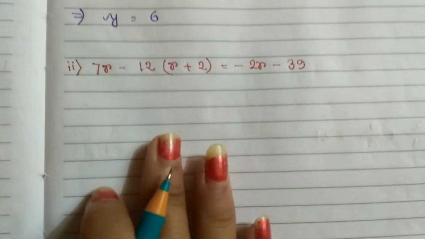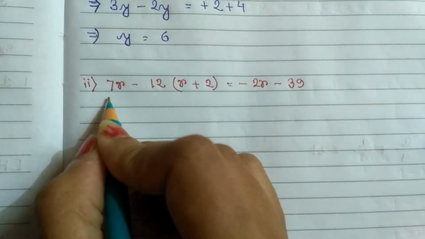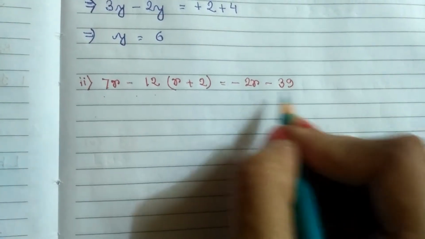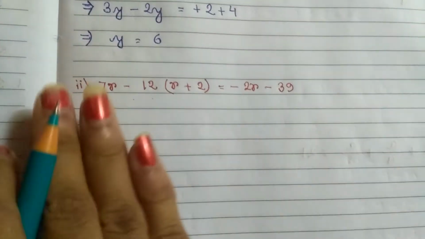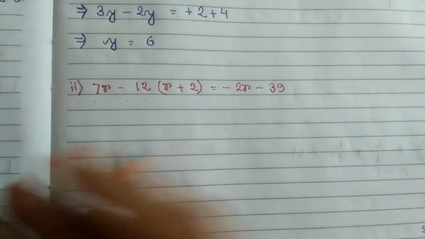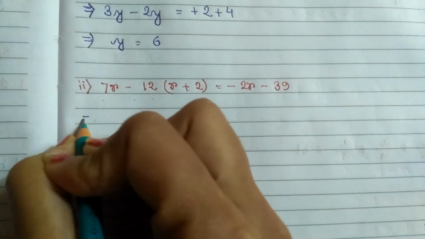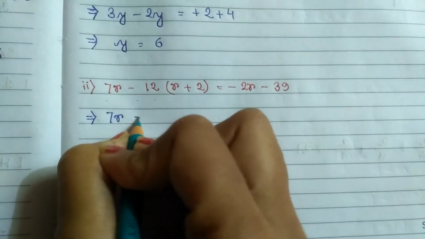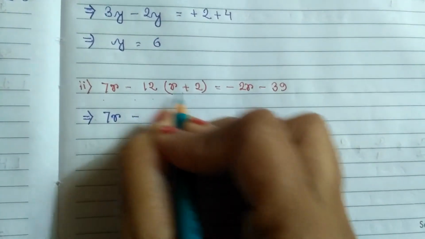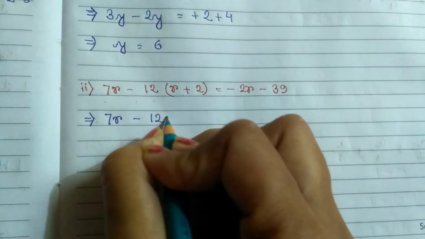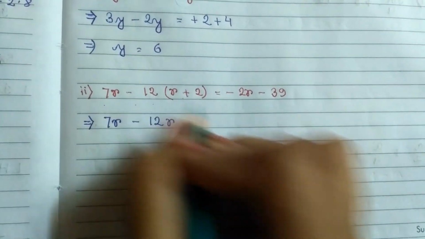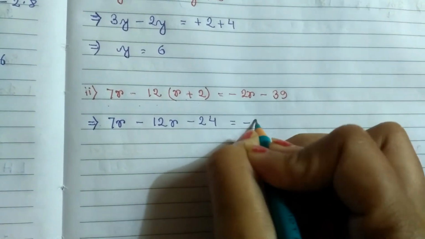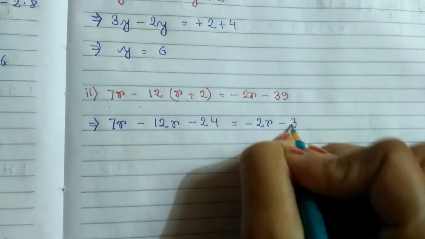Now we will go for another one. See, 7r minus 12 in brackets r plus 2, minus 2r minus 39. Here also we have some r on the left side and some r on the right side. So first we will give the sign implies that. Then 7r minus, this 12 will multiply with r. 12 into r is 12r. And minus 12 into 2 became minus 24. Minus 2r and minus 39.